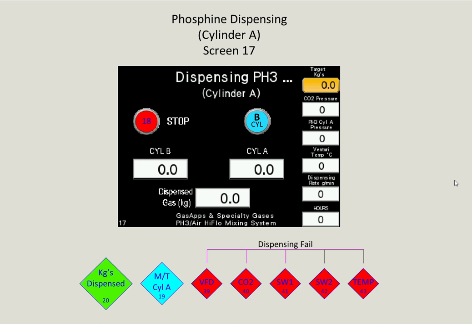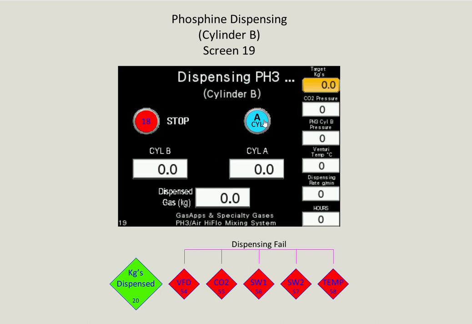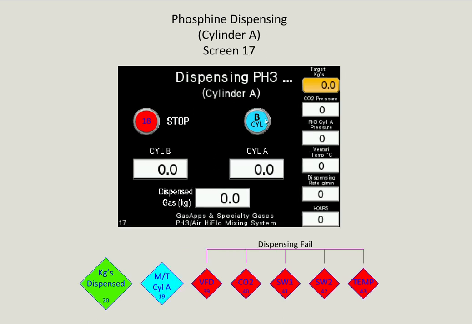Okay, now we're in phosphine dispensing and it starts off on cylinder A. There is this blue button here which allows you to alternate between cylinder A and cylinder B. However, when the system starts, it will start off on cylinder A.